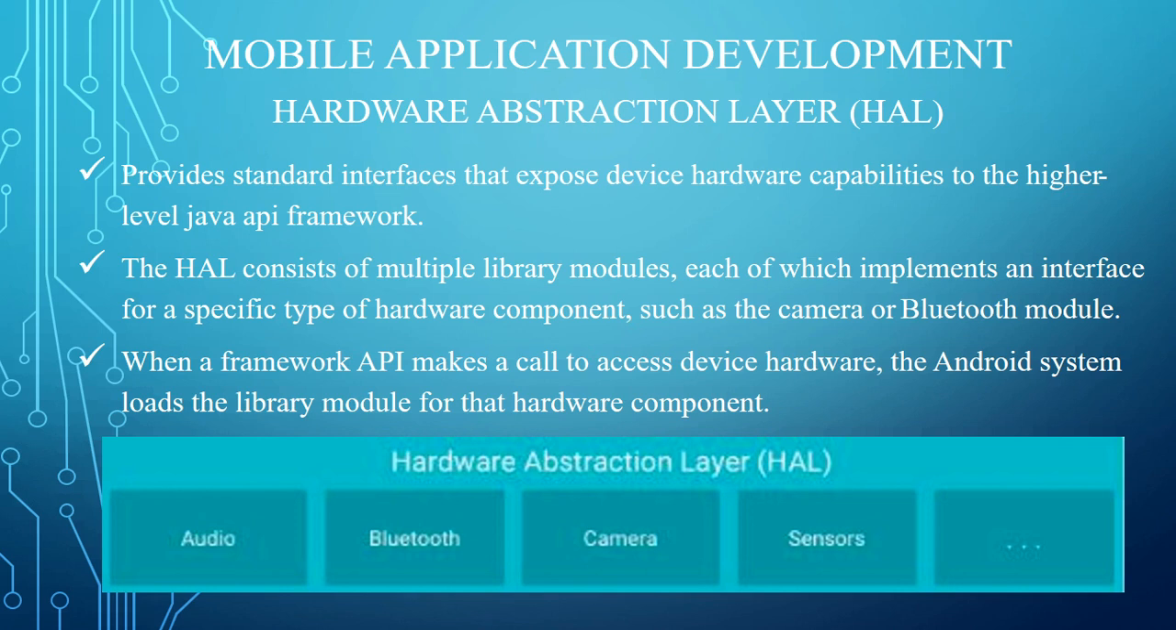What now happens is the drivers, the libraries that we now have in this kind of layer, they now implement an interface for a specific type of hardware component, such as the camera or Bluetooth. So what this layer does is, with those unimplemented interfaces, there are libraries which now implement or give the functional code for those unimplemented interfaces.